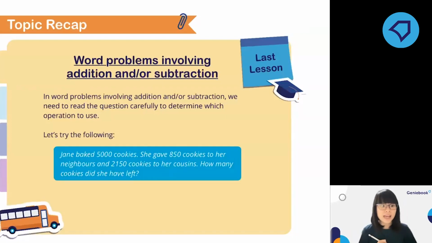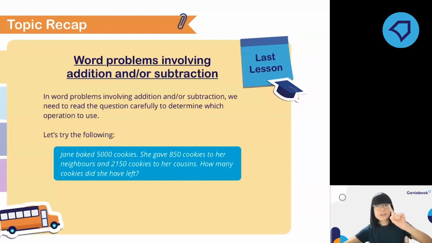Jane baked 5,000 cookies. She gave 850 cookies to her neighbors and 2,150 cookies to her cousins. How many cookies did she have left? Can you tell me what do we need to do for this question over here? Ooh, a lot of you are giving me the answer. You do subtract. Okay, so this is a two-step word problem.